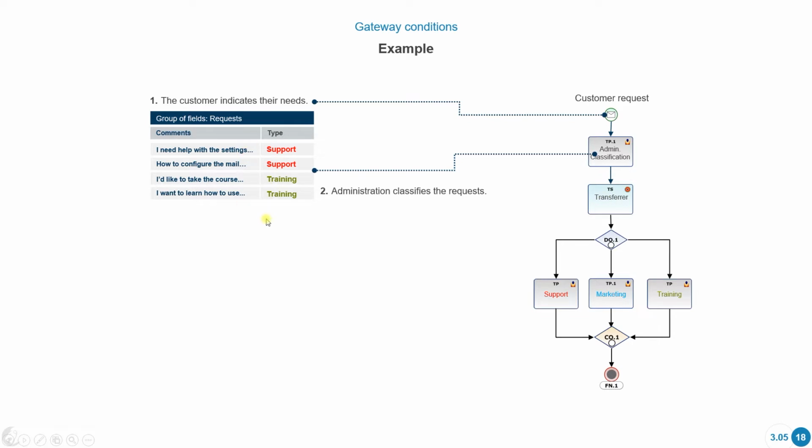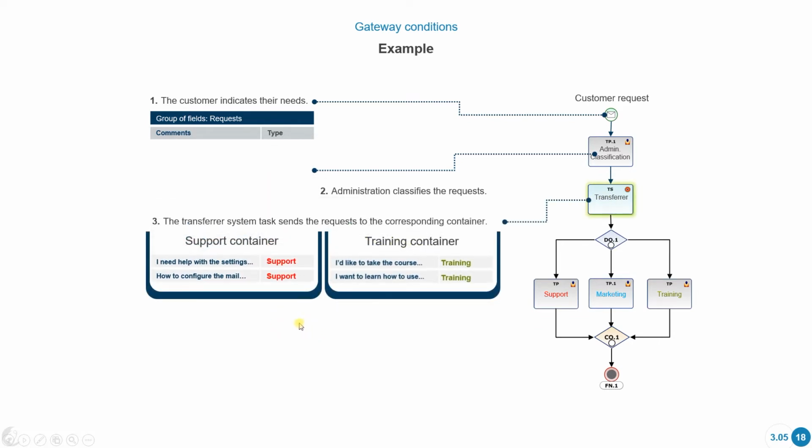Afterwards, the flow is going to go into this transfer system task, and it's going to move these lines to 2 different containers. So there's one container, called support container, where all the lines that meet the condition that in the column type it contains support are going to be dropped into this container. And in the training container, we're going to drop all the lines that meet the condition that in the column type is equal to training. And in this case, since we don't have any lines for marketing, we're not going to fill up a container that's called a marketing container.